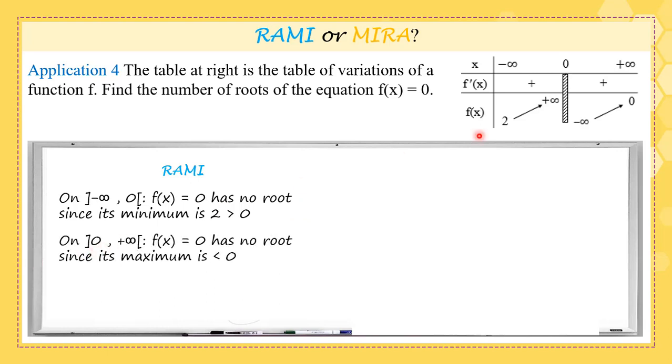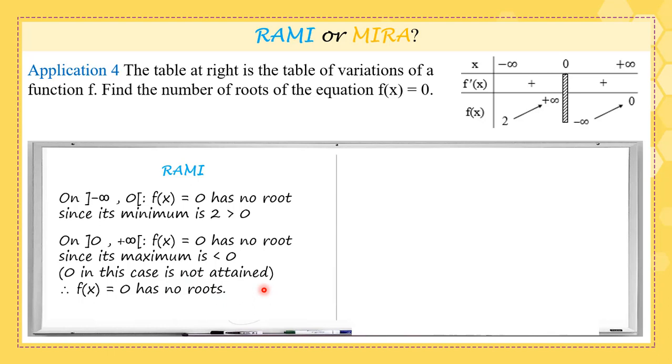And on the interval 0 plus infinity, somewhere here, f of x equals 0 also has no roots since its maximum is less than 0. And Rami stated that 0 in this case is not attained. So 0 is not attained. Thus, f of x equals 0 has no roots.